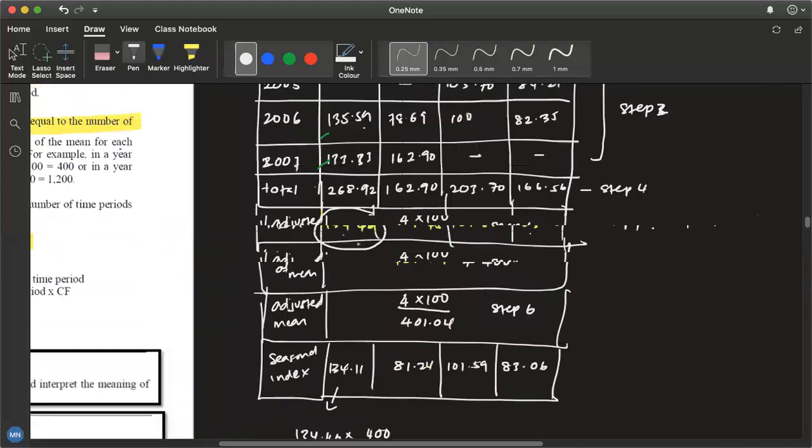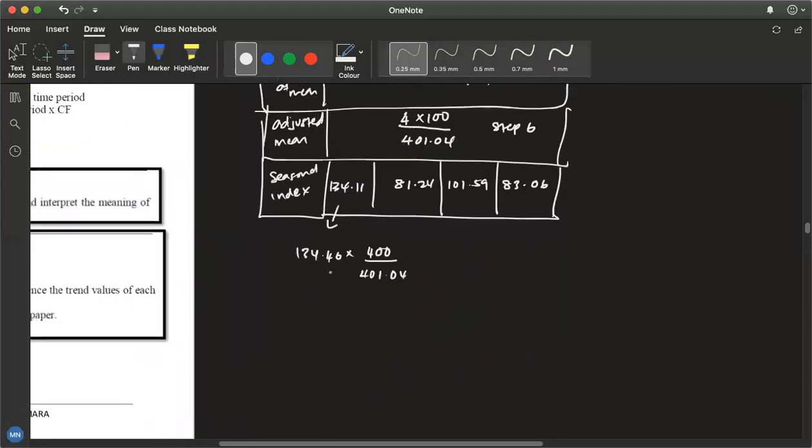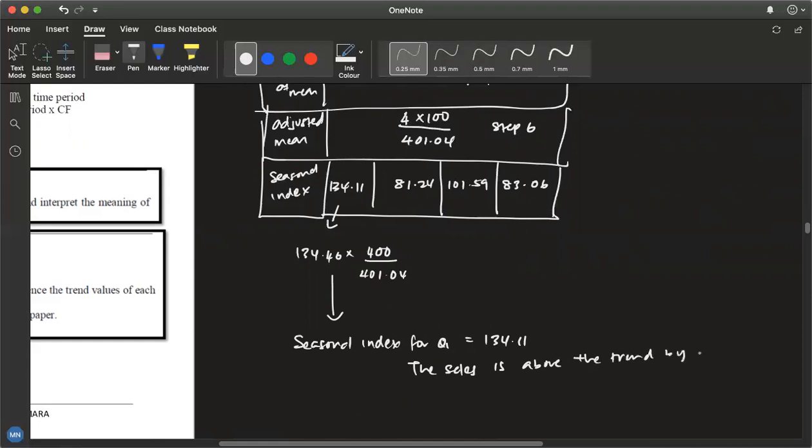So now to interpret each value of the seasonal index: the seasonal index for quarter number 1 is 134.11. So what does it mean? It means that the sales is above the trend by 34.11%.